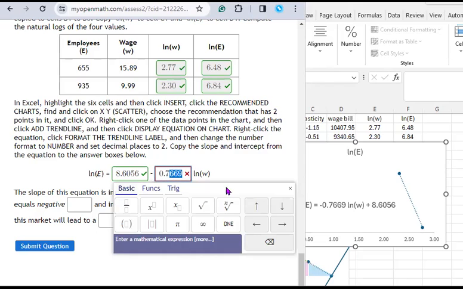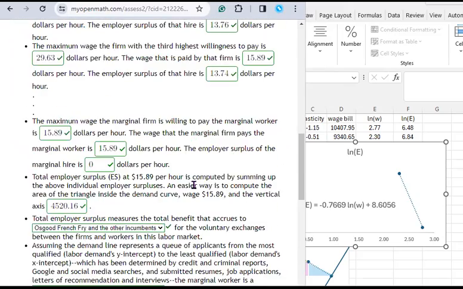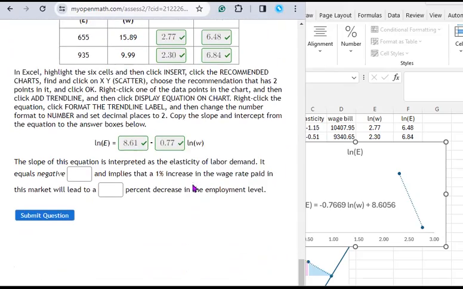I guess it wants two decimal places because it says set decimal places to 2. So I'm going to change that 669 to 7. And I'll change this to 8.61, right? There we go. So we get an elasticity of negative 0.77, right?